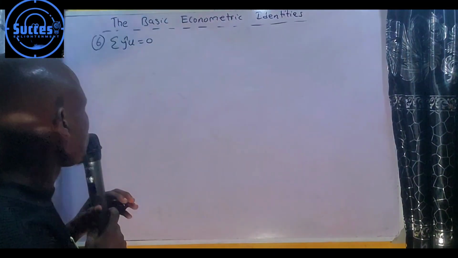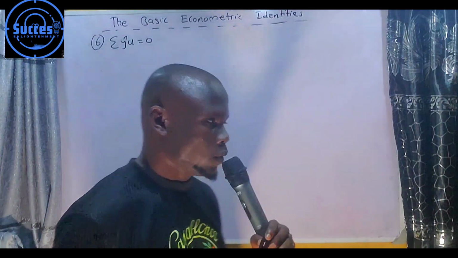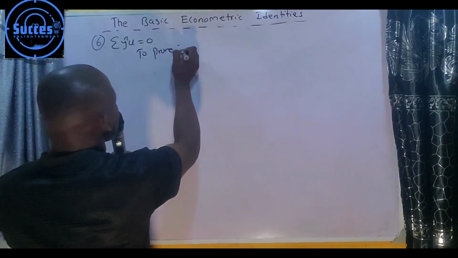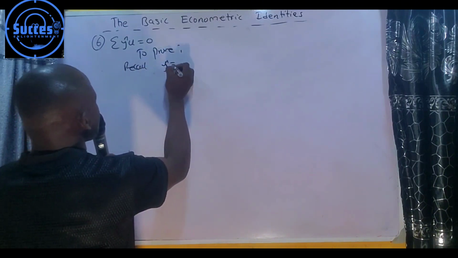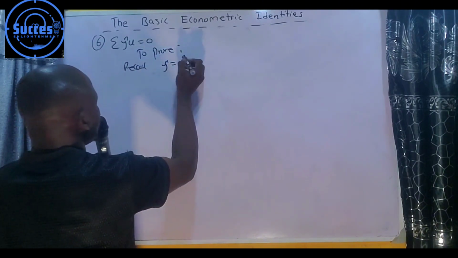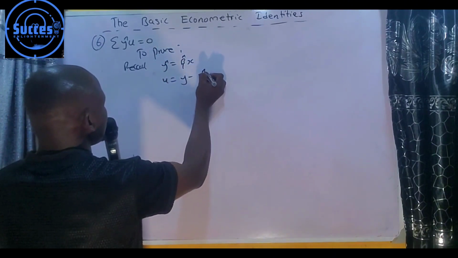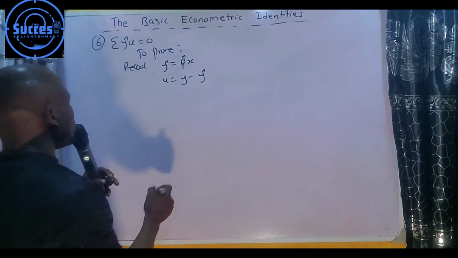Alright, here we have to prove that summation y cap u is equal to 0. The same procedure. So to prove, we have to recall y cap equals what? It's beta cap x. y cap u equals small letter y minus what? Small letter y estimate. Okay, so now from here we have to substitute.